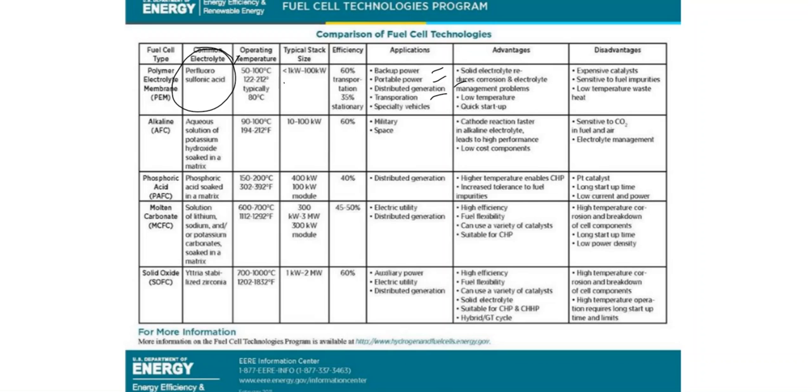I've already discussed that it has some advantages, and it has some disadvantages. One of the disadvantages of PEMFC is the electrode, which is the anode, is normally made of platinum, and that's quite expensive. It is very sensitive to fuel impurities, and it has, let's say, low temperature waste heat.